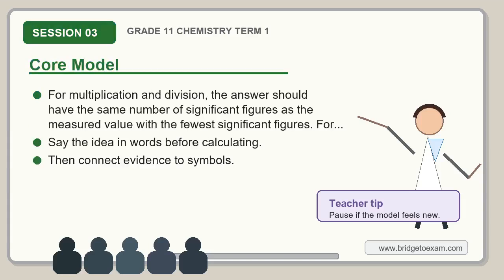And what symbol or calculation represents it? The core model is this. For multiplication and division, the answer should have the same number of significant figures as the measured value with the fewest significant figures. For addition and subtraction, the answer should be rounded to the least precise decimal place. Do not rush to an answer. Build the model first, then let the model guide the calculation or explanation.